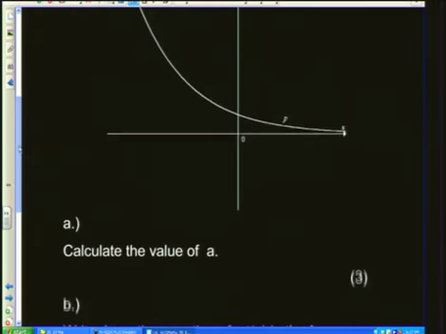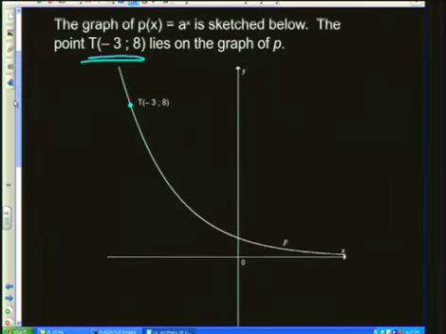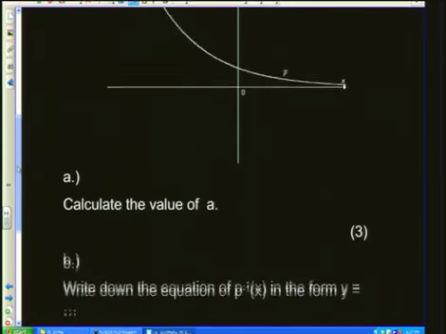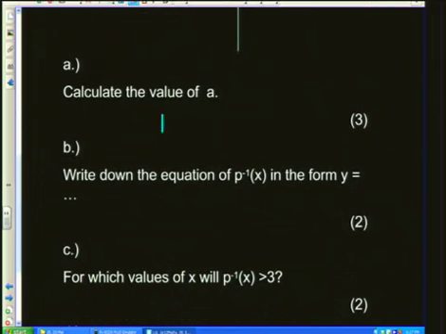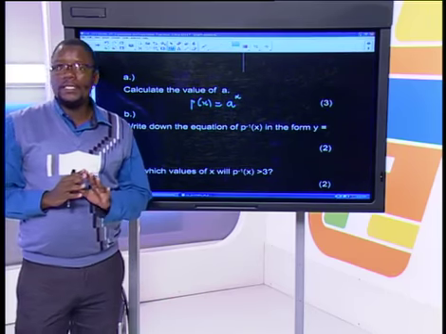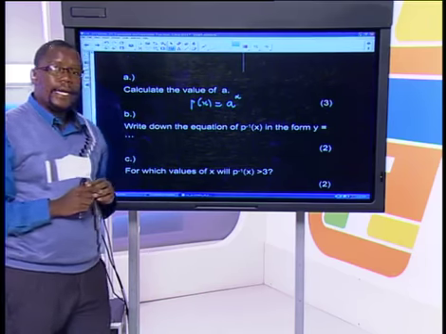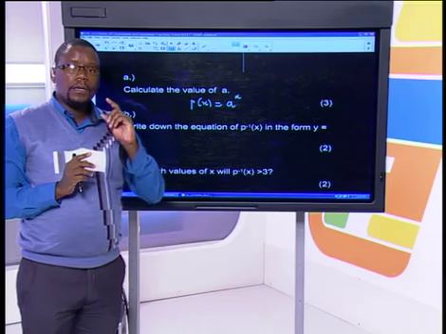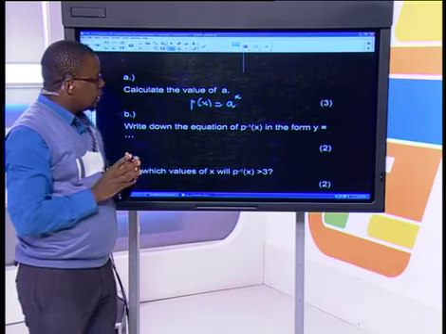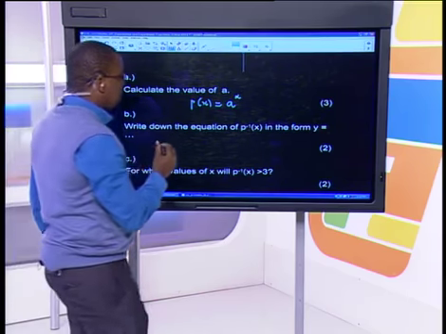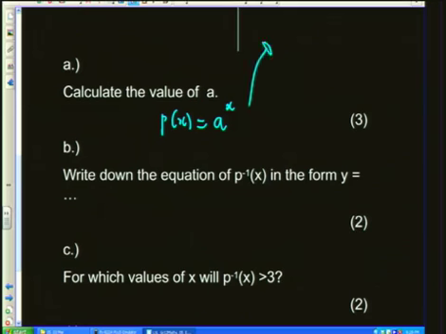Let's start with finding the value of a. It is given that p of x is a to exponent x. Now, there's something important that's given to us. There's a point on that graph which is minus 3, 8. So the coordinates are x is minus 3, y is 8. So we can substitute: y is 8 equals a to exponent x, which is negative 3.